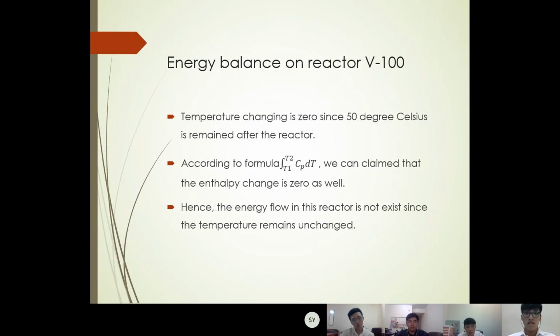Meanwhile, since this unit operation is a separator, there is no heat energy change and the temperature remains unchanged. So there is no energy balance for us to study here.